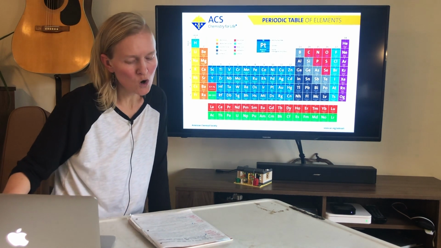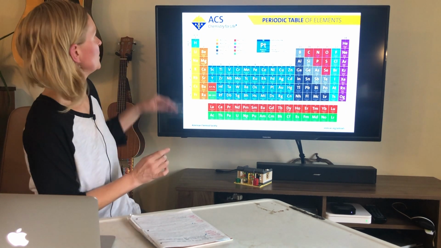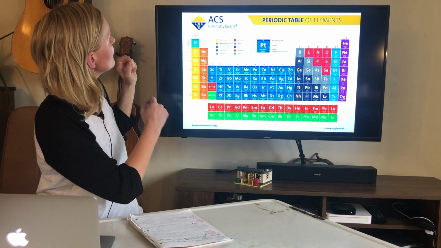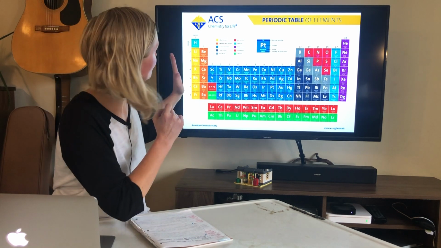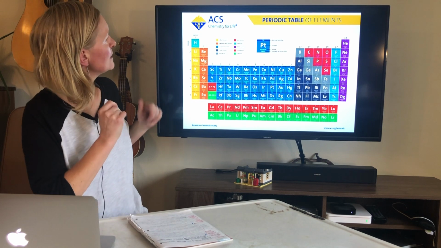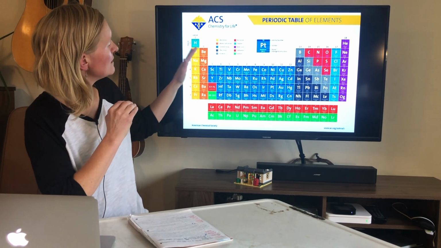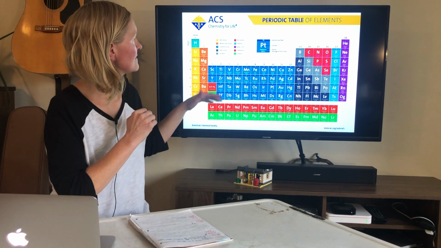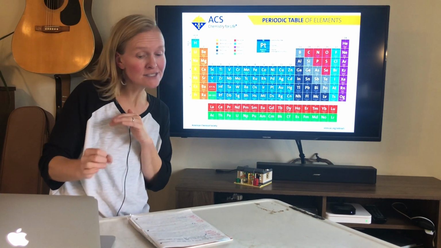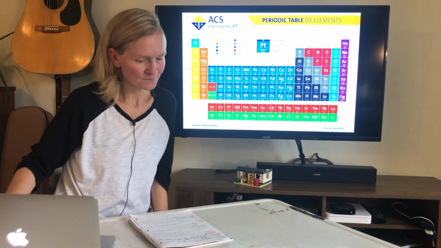So elements are also arranged into groups. So we know that we have the periods, which are the rows 1 through 7, and then we have all the groups which go across this way. And the grouping can be labeled in numbers. I think most of the time it's done that way. Sometimes it's labeled with Roman numerals and letters. So either way.